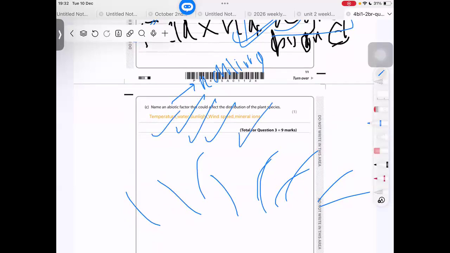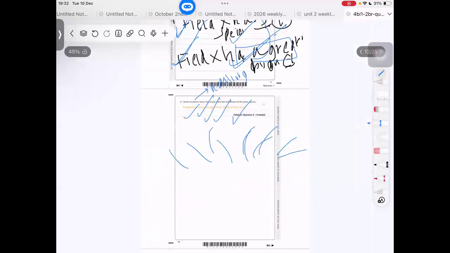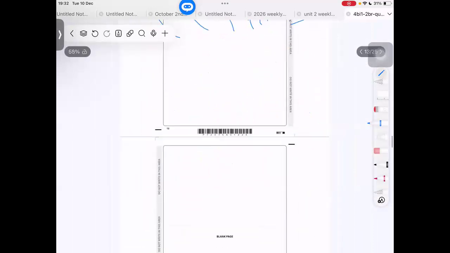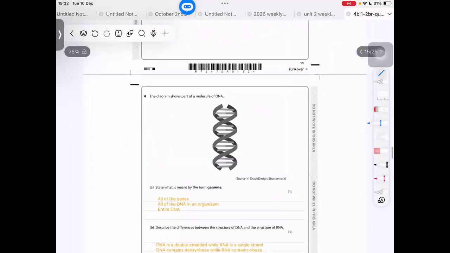If you have written any one of those, you can get that 1 mark. And also remember these for MCQs and all. It's better to remember these things. Then you can see the diagram shows part of a molecule of DNA. You can see it's a double helical structure. You call it a double helix.